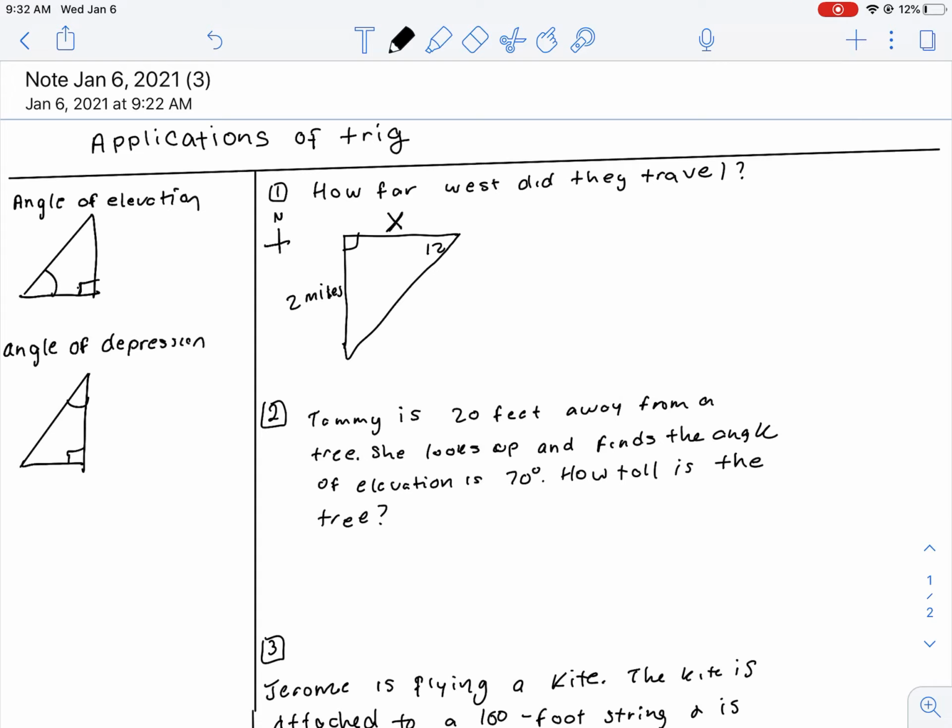West is the top of the triangle here. So how can we figure this out? We have a missing side, we know a side, and we know an angle, so we're going to use trig. The angle is 12 degrees. The opposite side to the 12 is the 2, and the adjacent side is the x. So what is opposite over adjacent? It's the tangent. So now let's find the tangent of 12 degrees.